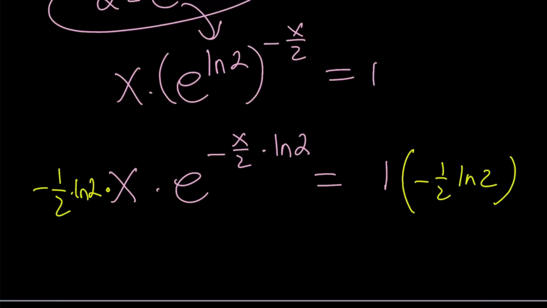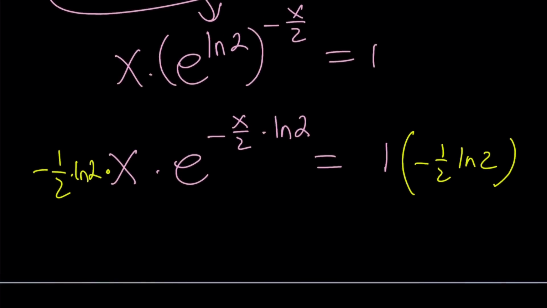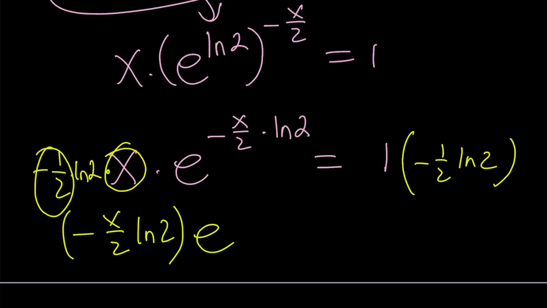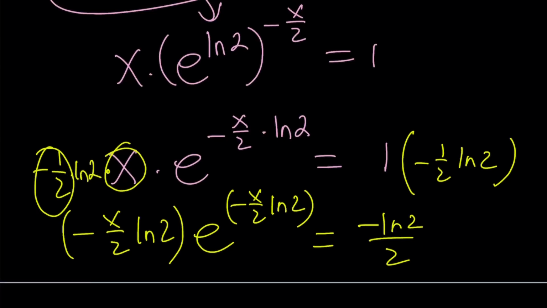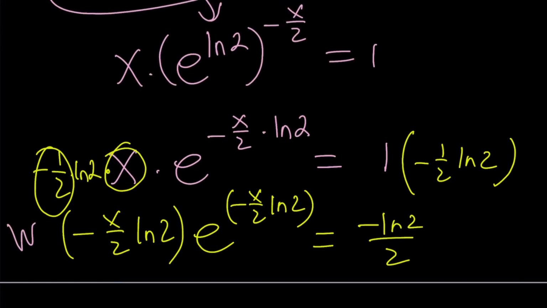Okay? So that's going to give us the following. We're going to get x multiplied by negative 1/2 is negative x over 2 ln 2, and that is times e to the power negative x over 2 ln 2. As you can see, this is like a times e to the a. So on the right hand side, I have negative ln 2 over 2, which you can also write as 1/2 times ln 1/2. Anyways, so from here you can use Lambert's W on both sides, and hopefully you're going to get something interesting from here, right? This should give you the solutions.